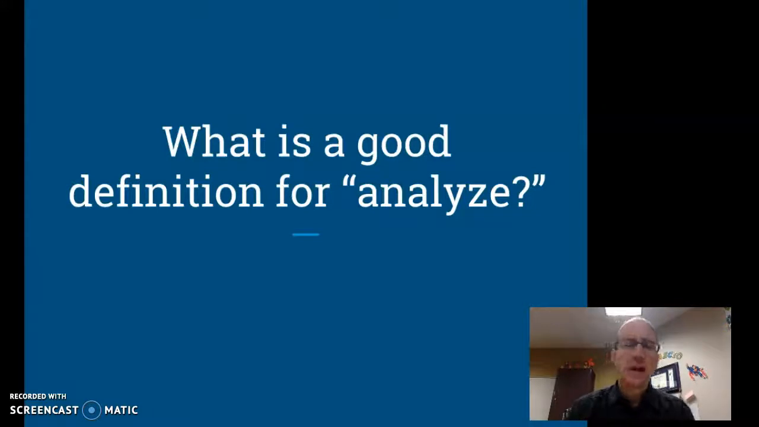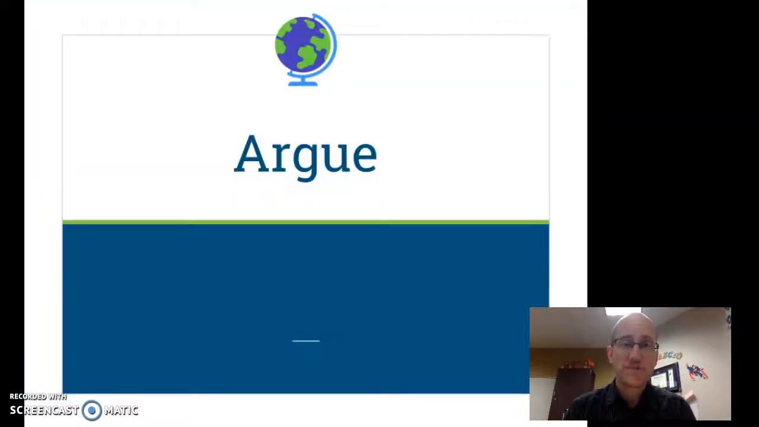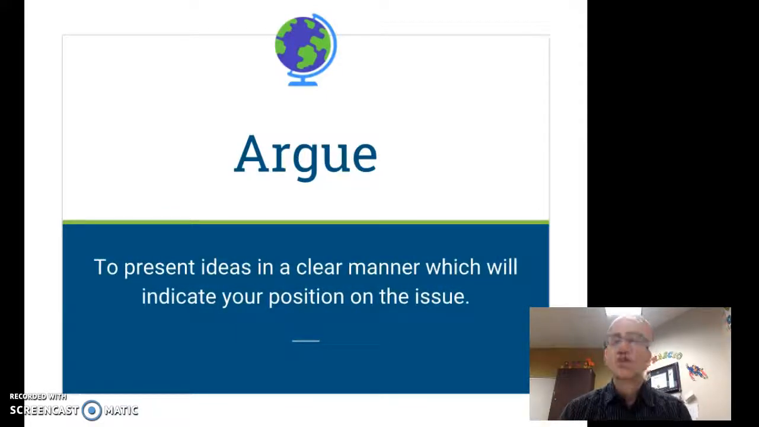Now, moving on to word number 2 is argue. Now you may go, yeah, I know how to argue all the time. My parents argue. I argue with them. I got it. Let's go into the specific definition. It's to present ideas in a clear manner which will indicate or show your position on the issue. So when you're arguing with your parents or your siblings, you might not be doing it in a clear manner, and that's really important here.